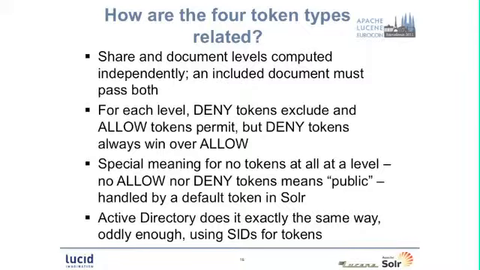So how are the four token types related? This is basically almost a little bit of a refresher on how Active Directory does things. The share and the document levels are computed independently, and an included document has to pass both levels. For each level, deny tokens exclude, allow tokens permit, but deny tokens always win over allow tokens. So if a user has an access token that's in the deny field for the document, the user is not going to see that document no matter how many allow tokens they've got.